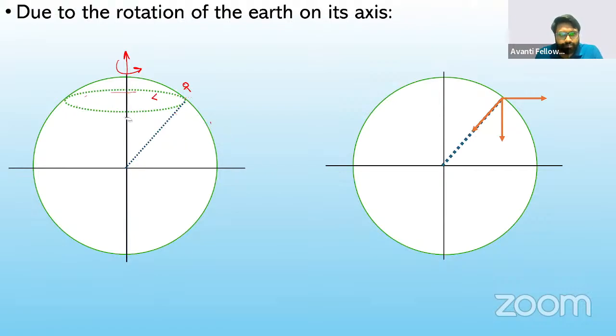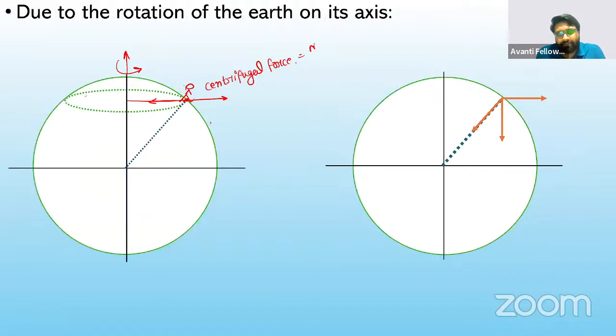So here, this particular man is rotating with the angular speed of Earth. Due to that, it will experience a force in this circle also, which is acting outward: a centrifugal force.